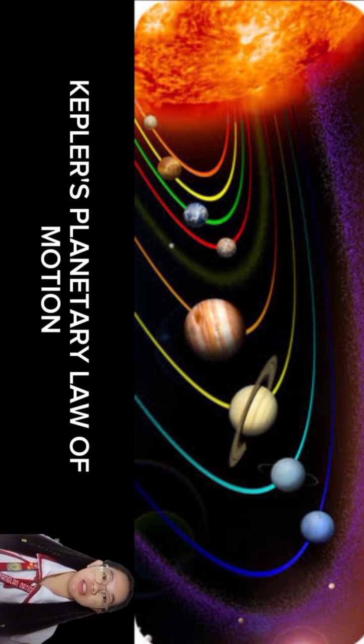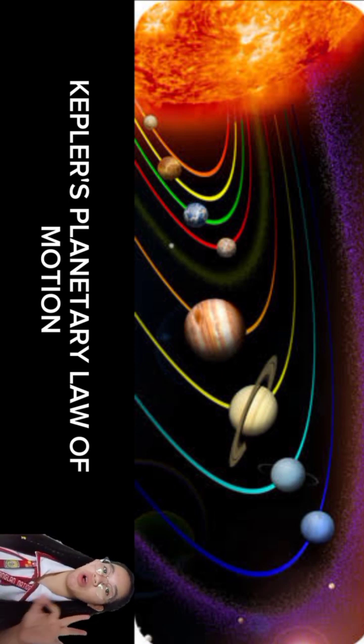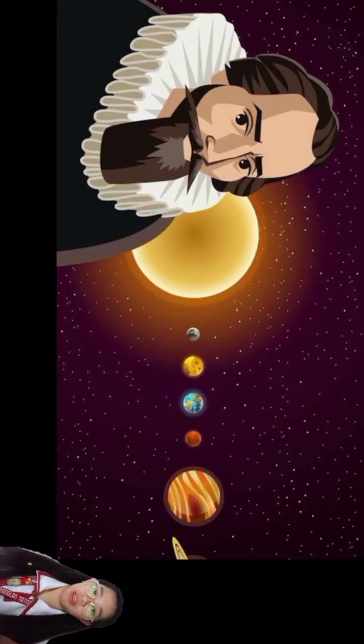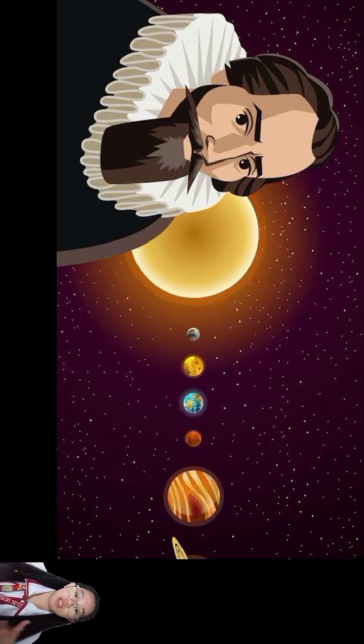Today, I'm going to discuss the meaning of Kepler's planetary laws and the three types of law in Kepler's planetary laws. What is Kepler's planetary law? Kepler's planetary law describes the motion of planets in our solar system. Johannes Kepler is the one who published Kepler's planetary laws in 1609 and 1619. The three laws are the orbits, areas, and the period.